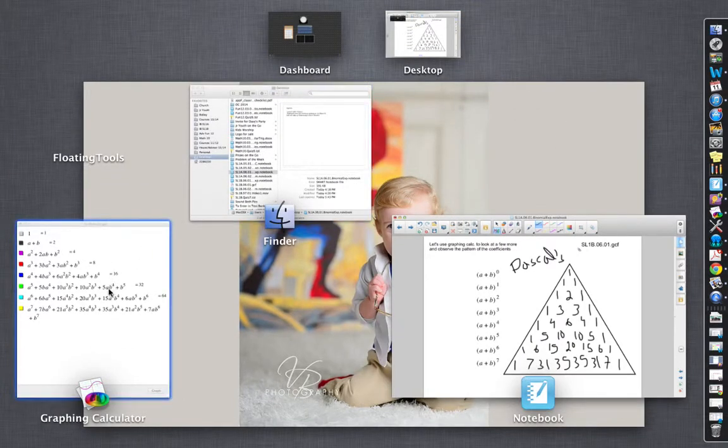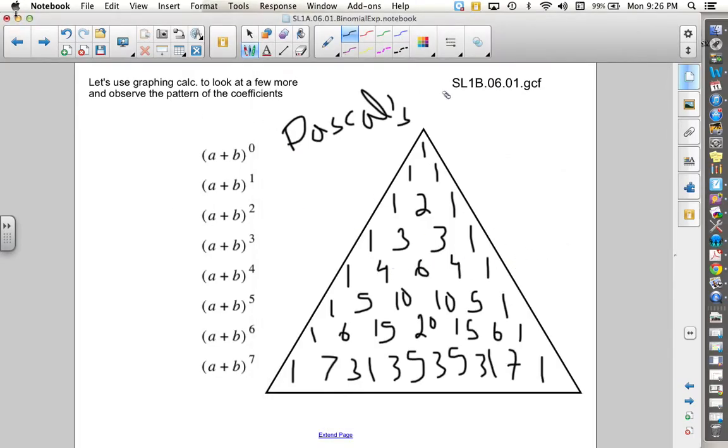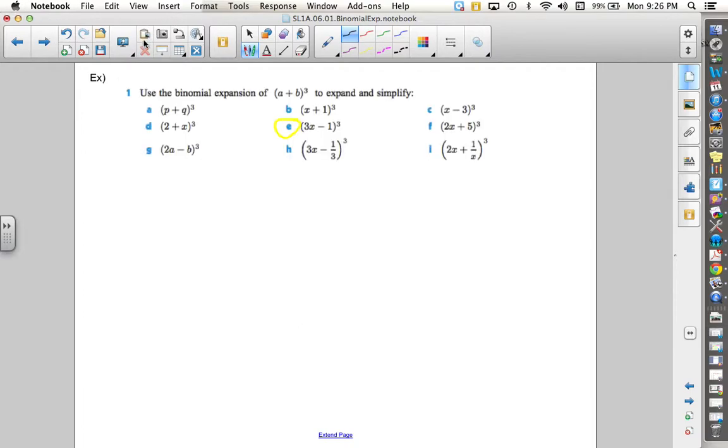First, let's go back and look at this now. This time we're going to look at the pattern in the variables. Here we have a squared, then ab, then b squared. a cubed, a squared b, a b squared, b cubed. You can see what's happening to the power of a. The power of a is decreasing by 1 each time. And look at the power of b: b to the power 0, b to the power 1, b to the power 2, b to the power 3. And then Pascal's triangle gives us our coefficients. So let's look at an example.